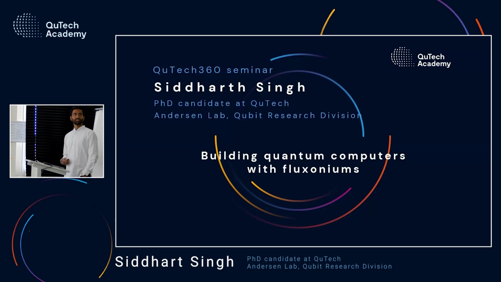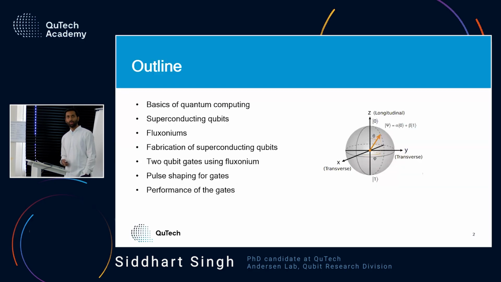So let's start. So for the talk, I will basically go through some basics of quantum computing with superconducting qubits. Then I will talk about circuits and fluxoniums mainly. Then fabrication of these qubits. Then once I've covered that, I'll talk about the 2-qubit gate scheme, how to do pulse shaping for these gates, and finally, what is the performance of these 2-qubit gates.